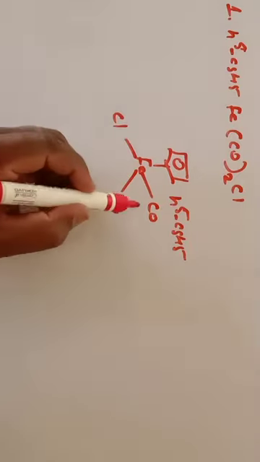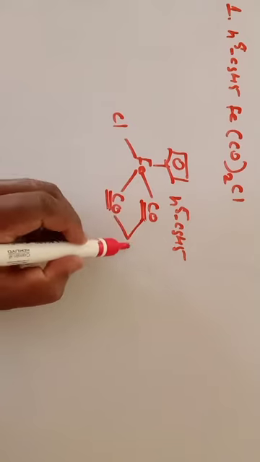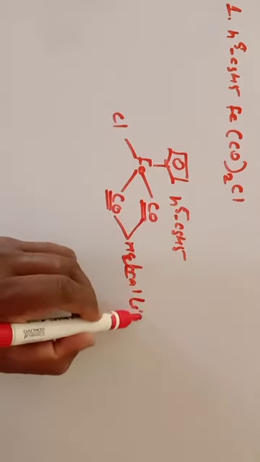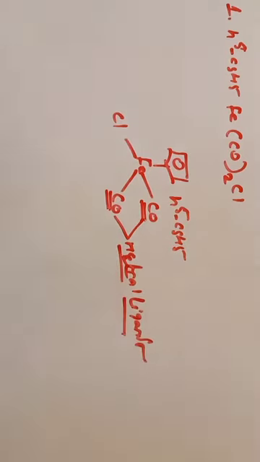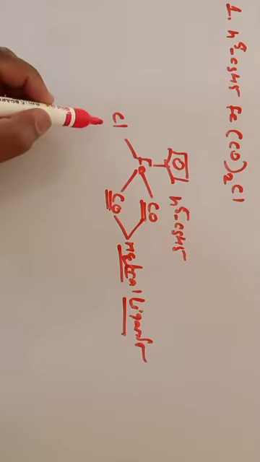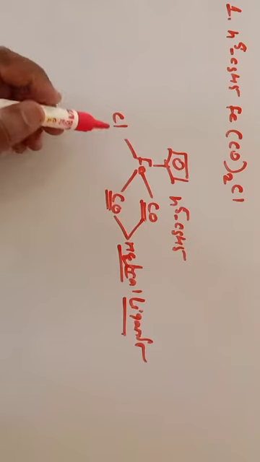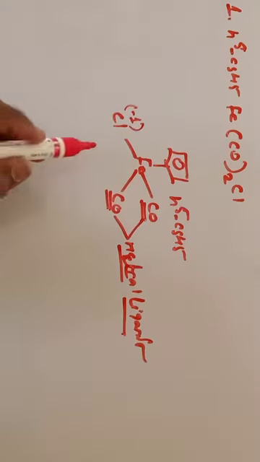We know that carbonyl is a neutral ligand, so there is no charge on this carbonyl. These are the neutral ligands. We know that chlorine is more electronegative as compared to the metal atom, so it has a -1 charge.